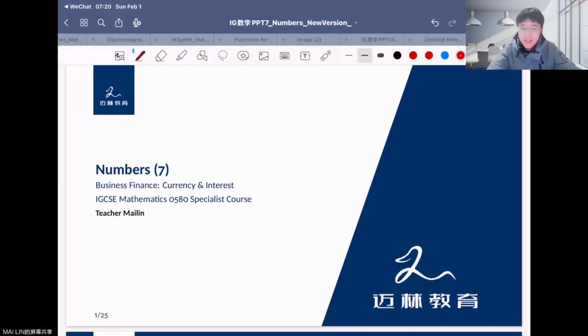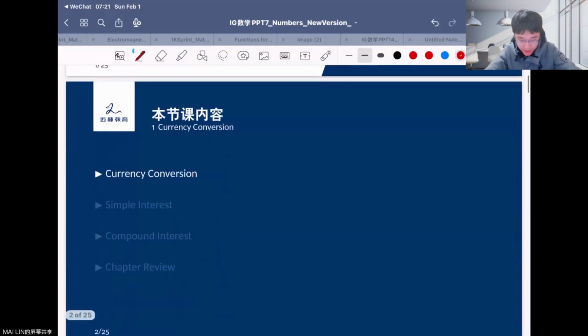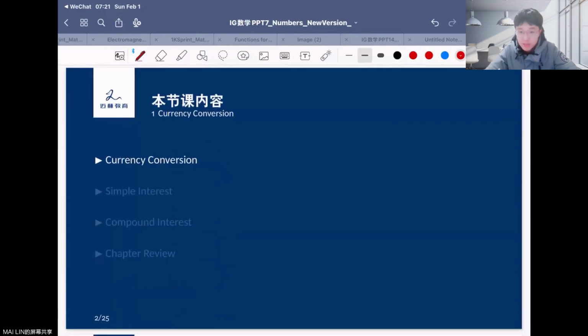Okay, hello everyone. Today our topic is about number seven. Our topic is about business finance. We are talking about currency and interest. So the first part is about currency conversion.